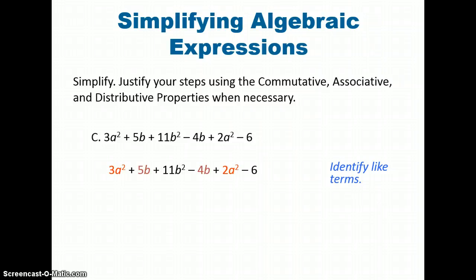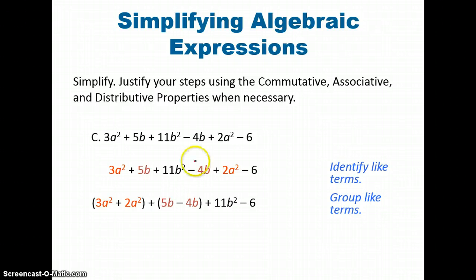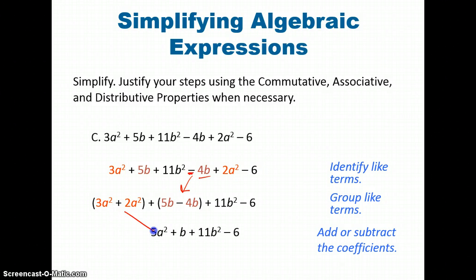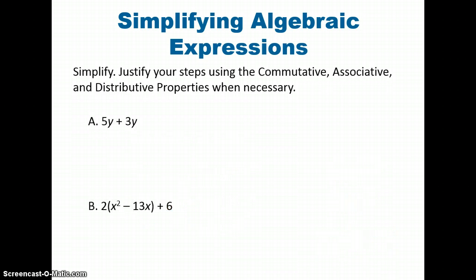But in C, I'm going to use some of the properties. First, I'm going to identify the like terms by either using different colors or different shapes. Then I'm going to use the commutative property to put them together and group them using the associative property. Notice 4b was being subtracted. So when I bring it down and group it, I'm still subtracting 4b. Now I can combine my like terms according to what operations I have to get 5a squared plus 1b. And since these two don't have any like terms, they stay the same in my expression.